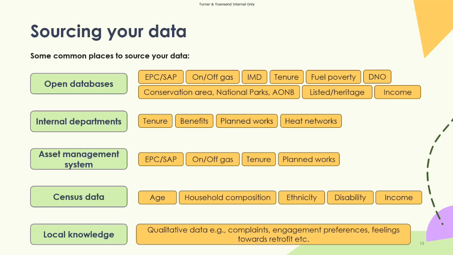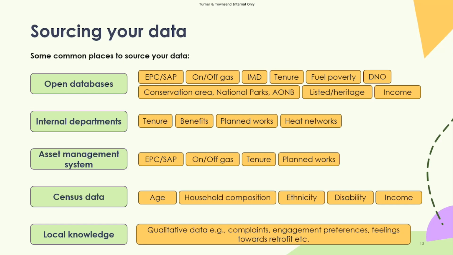The next is internal departments. So, you'll have a tenure program, or you'll have the benefits program, planned works. You'll even know heat network sites where there could be opportunities for some of those properties in an area to tap into some of those heat network sites.